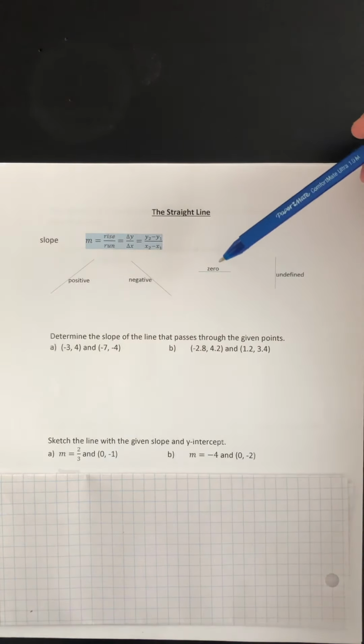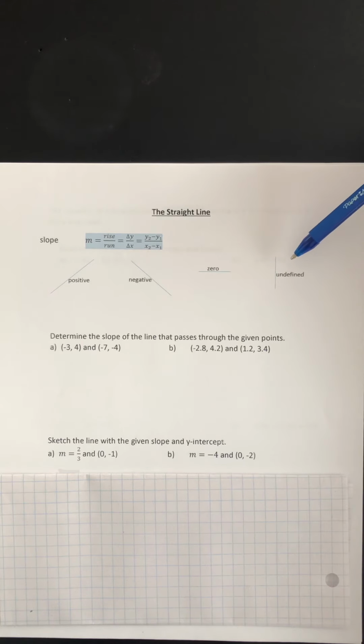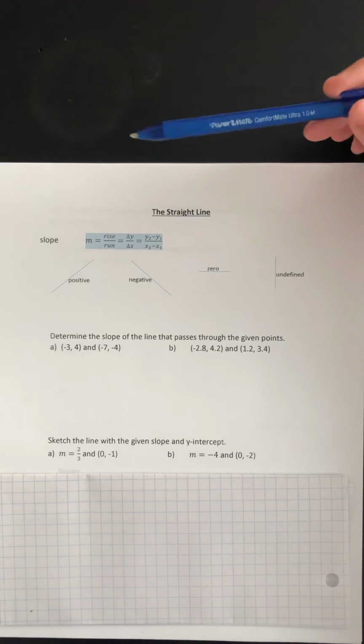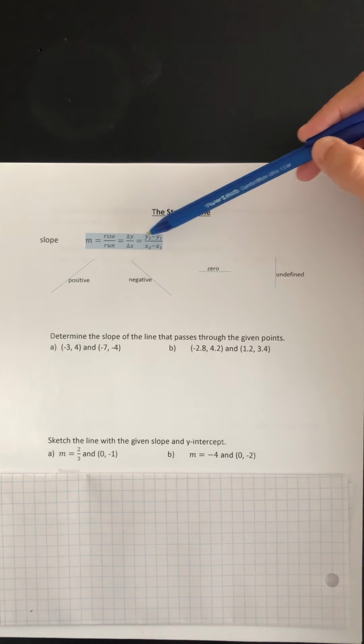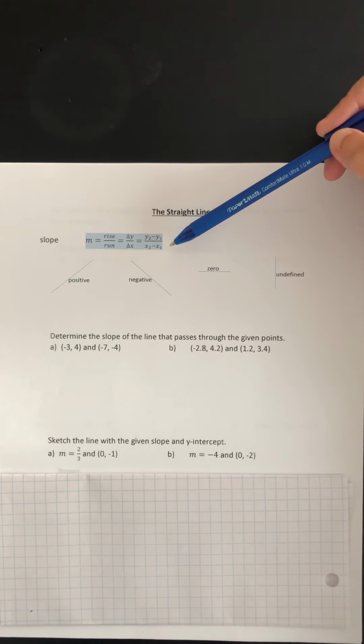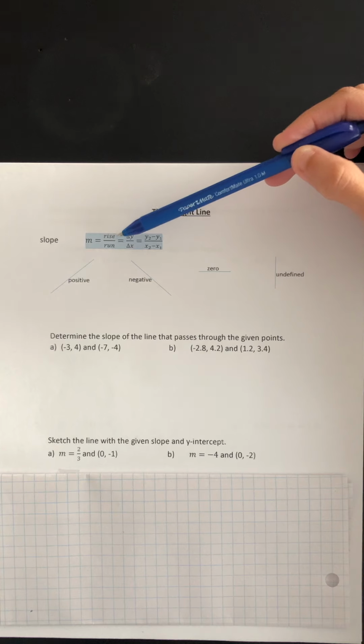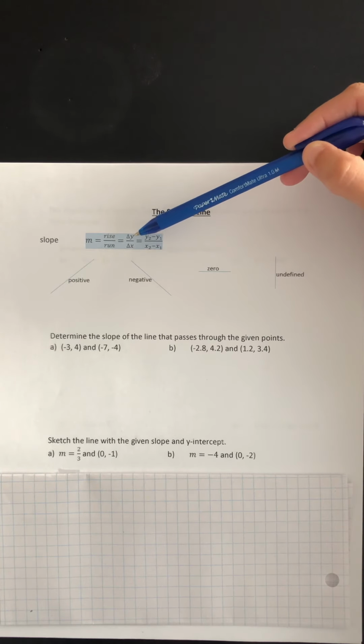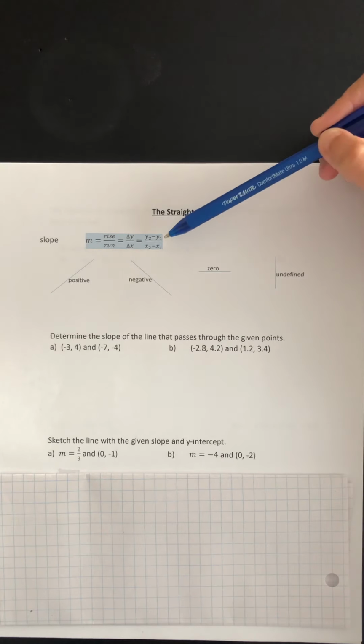A horizontal line will have no rise and therefore its slope is 0, while a vertical line with a run equal to 0 is going to have a slope that's undefined. So we can use the following to calculate slope. It is the rise over run, which means it's also the change in y over the change in x. This makes it y2 minus y1 over x2 minus x1.